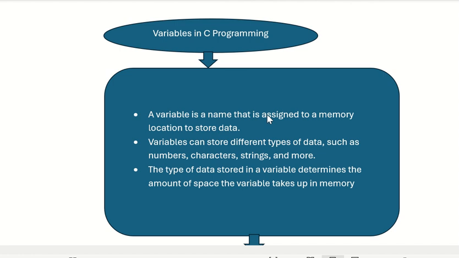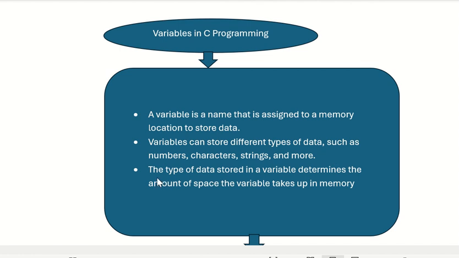We'll discuss it, but let's first discuss the bullet points. You can see here, a variable is a name that is assigned to a memory location to store data. The second point, variables can store different types of data. There are many types of data, so we'll discuss data types, but let's understand the basics. Data might be a string, float, character, double, such as numbers, character, string, float, double.